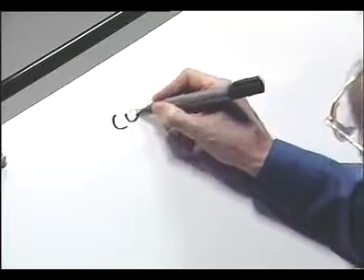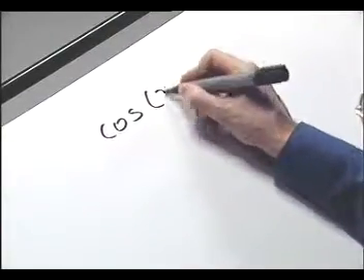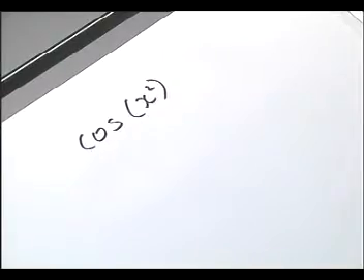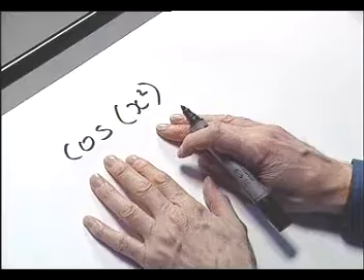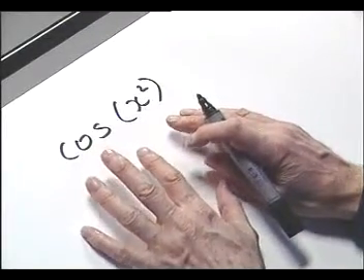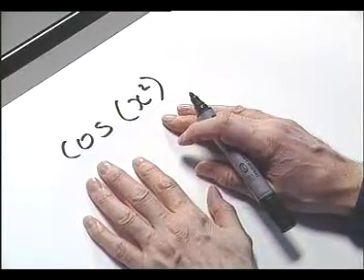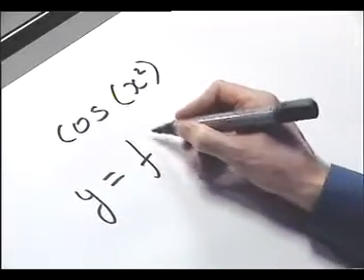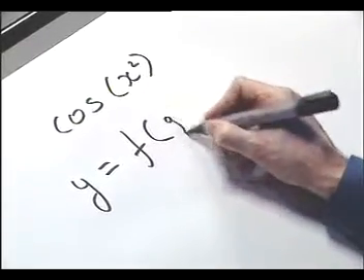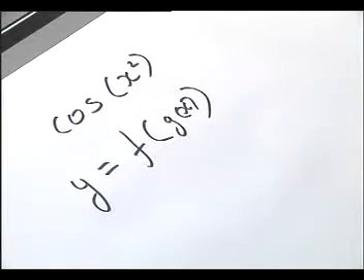Sometimes we have functions that look like this: the cos of x squared. Now there are immediate things that are different about this than the straightforward cosine function. It's cos of x squared, not just cos of x. And so we call this a function of a function: y equals a function of another function.